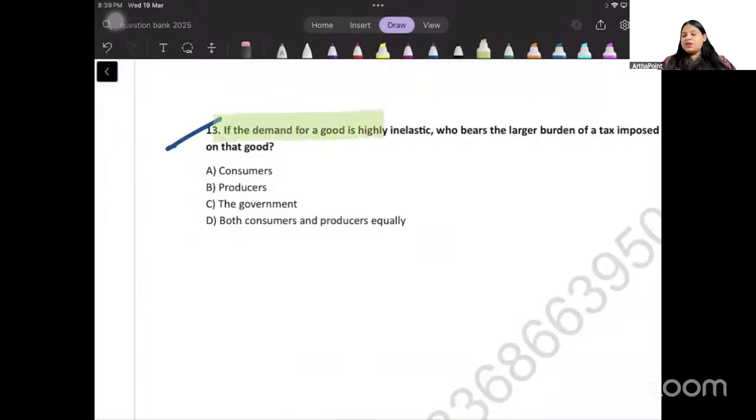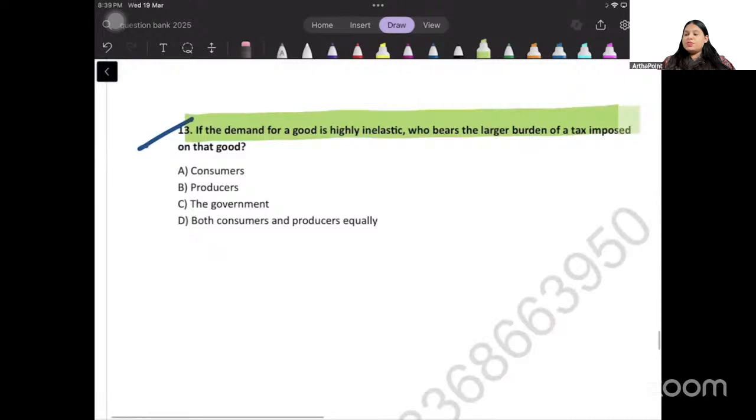If the demand for good is highly inelastic, who bears larger burden of tax imposed on that good? Consumer, producer, government, both bear equally. Try to answer question number 13.